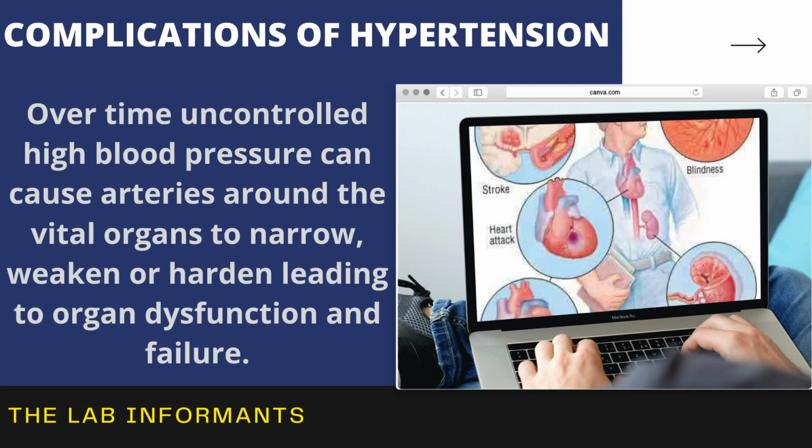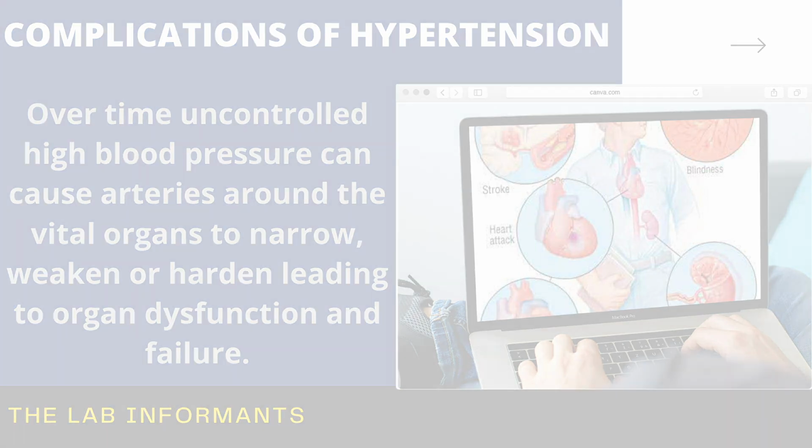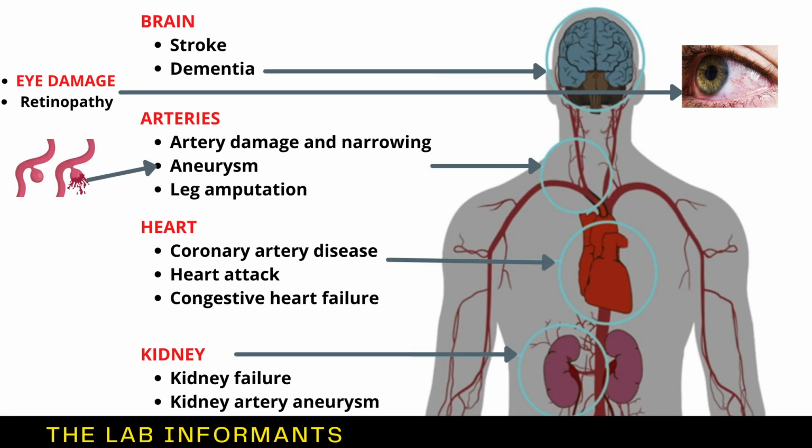Hypertension can cause serious complications in that, over time, uncontrolled high blood pressure can lead to arteries around the vital organs narrowing, weakening, or hardening, leading to these organs being dysfunctional or organ failure. To the brain, hypertension can lead to stroke or dementia, which is a condition that affects memory or thinking capabilities, and it really interferes with daily lives.